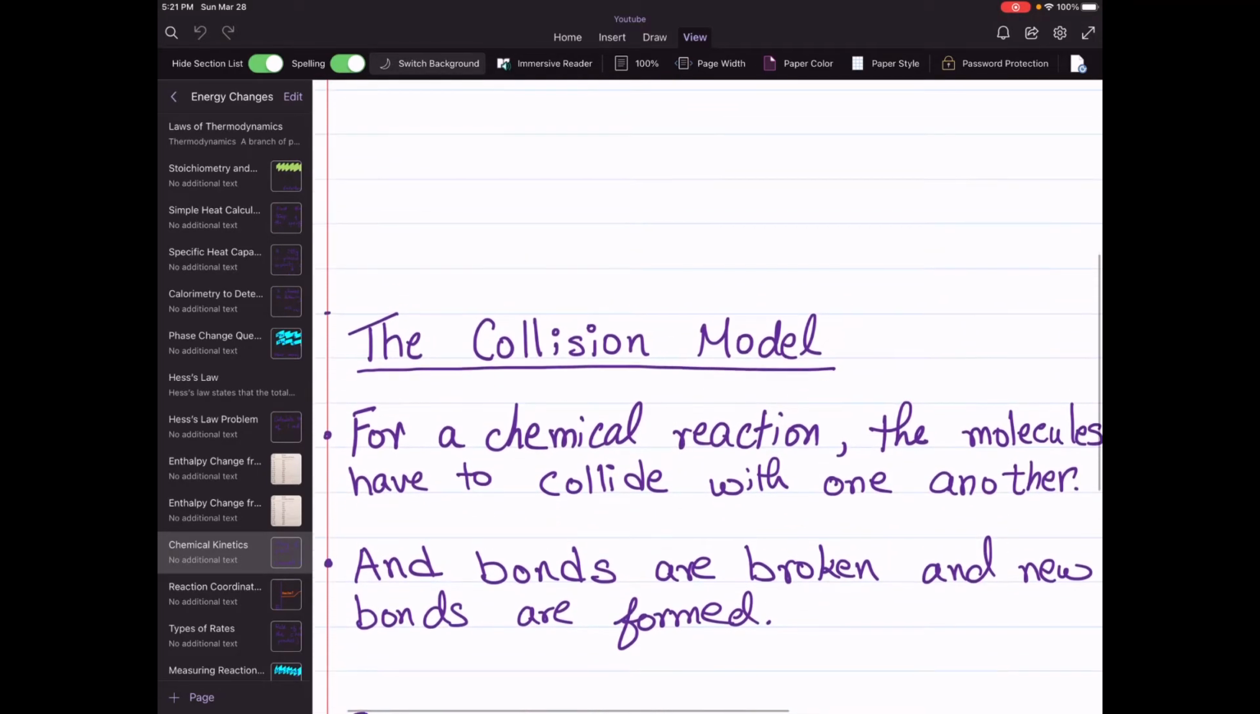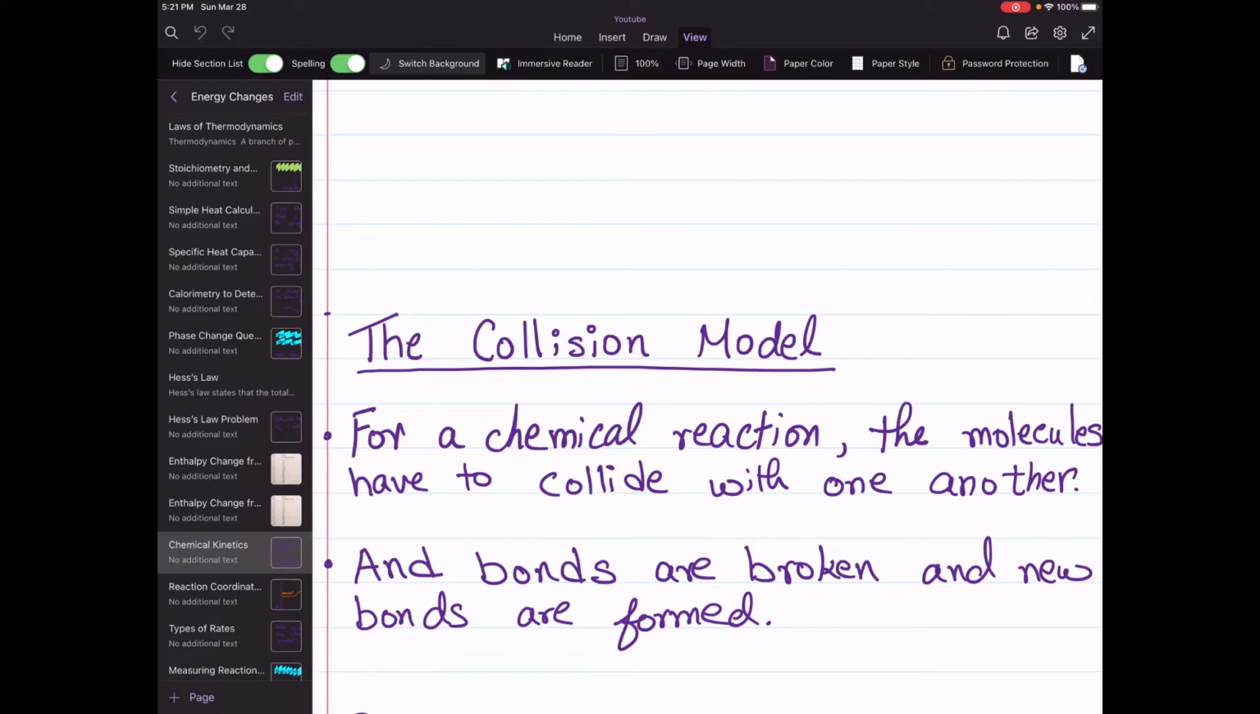Okay, so what is this collision theory? Well, to understand how a reaction takes place, we have to look at what is the event that is taking place at the molecular level to convert a reactant into a product. And to understand that event, we have to take help from the collision model.